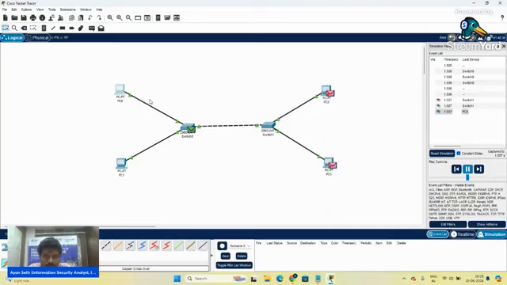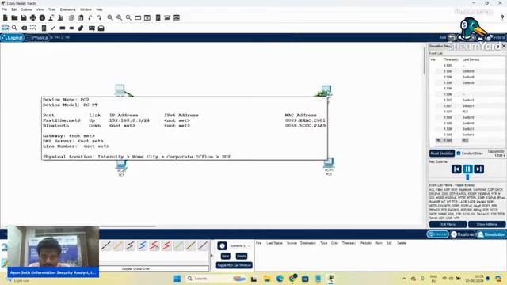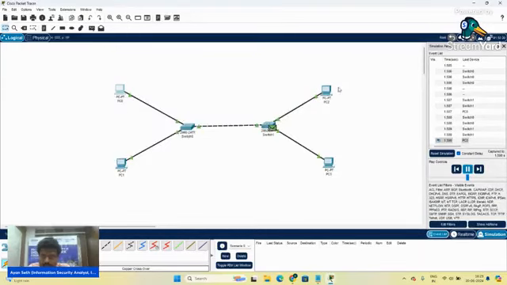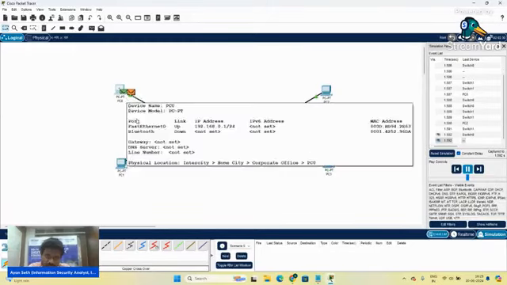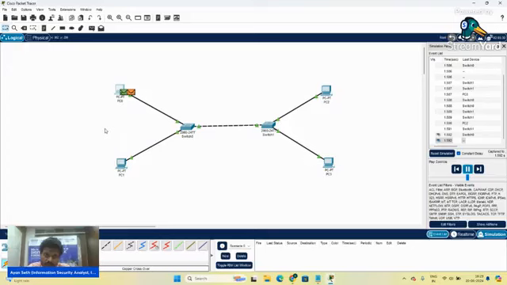PC1 has broadcasted the packet, right? The switch one has also broadcasted it. It has been received by switch two. Switch two has also broadcasted the packets. So PC2, as the IP address is intended, is matched with PC2. Now PC2 is sending the reply. The reply is unicast as it is traveling from switch one to switch zero and from switch zero to PC0. Okay, that is a unicast.